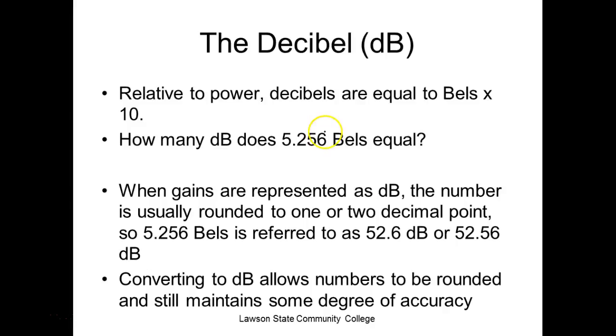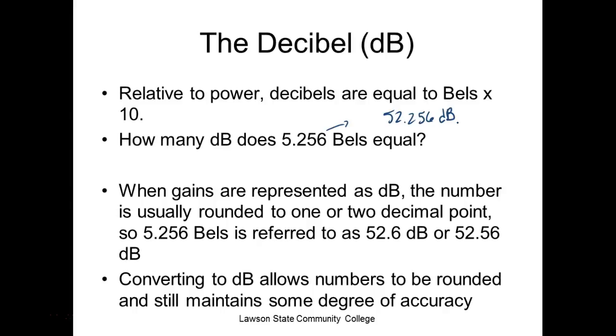Do you understand? I just multiply by 10. Multiplying by 10 and dividing by 10 is real easy. If I multiply by 10, I just move the decimal point to the right one spot. If I divide by 10, I just move it to the left one spot. So this would be 52.56 dB. We do a lowercase d, uppercase B. That's decibel. Now that's not a unit by itself. That's kind of like me saying milli. Right? You understand?